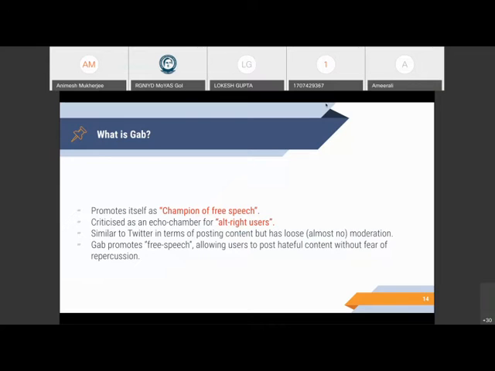However, GAB has loose moderation. It says that it wants to promote free speech. That is why it does not deter any hateful content. So we have a null hypothesis, that means no correlation. Given the data, we have to either accept this or reject it. If you accept this, then we can say that there is no correlation here. If you reject this, then you can say there is a correlation, whether positive or negative. You understand?